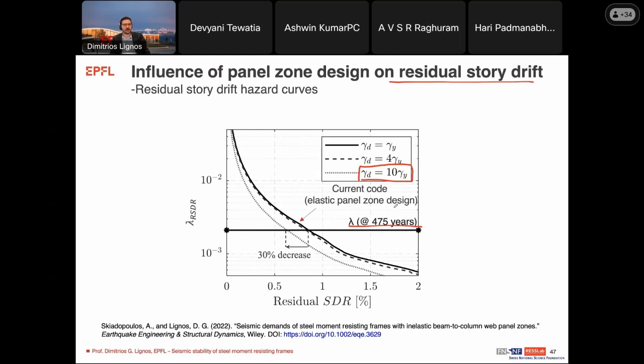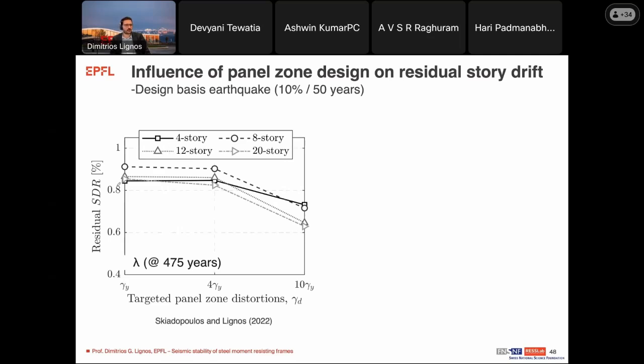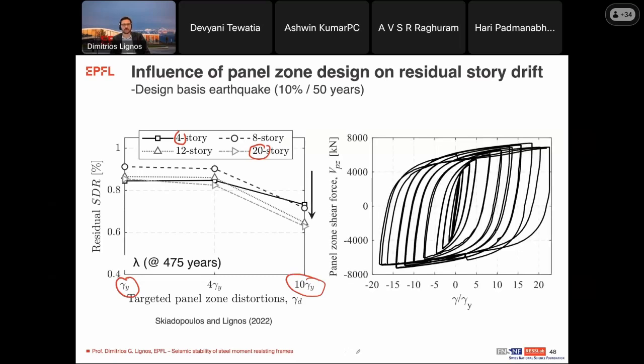This is more general if you are looking at residual drifts for pretty much all buildings we looked at, 4 to 20 stories. You see that when you compare what's happening at elastic design versus inelastic panel zone design, you can get a considerable reduction in the residual drift, primarily because of the beneficial aspect of shear yielding that essentially creates or has increased hardening because of the kinematics of the panel zone deformation.